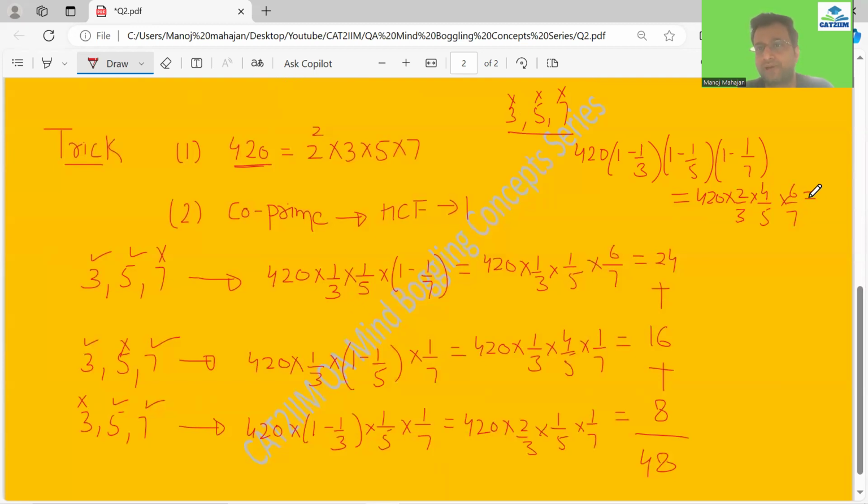So this answer, if I calculate, this is nothing but 4. So what I'm going to get: 6 into 4 is 24. 24 into 2 is how much? 48. And if I multiply 48 into 4, that is going to be 192. So 192 numbers I have in the range 1 to 420, not divisible by 3, 5, or 7.